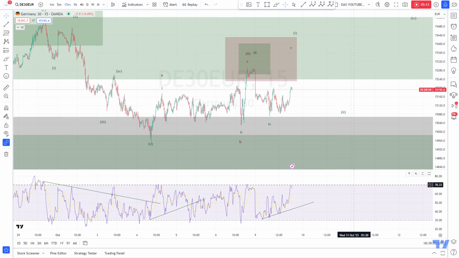If we look here at the 15-minute, I have to repeat, this can still be anything. The real test for the DAX will follow once we have a fifth wave here, and we then correct this structure. Then this low here needs to hold. Okay, that's my analysis for today.